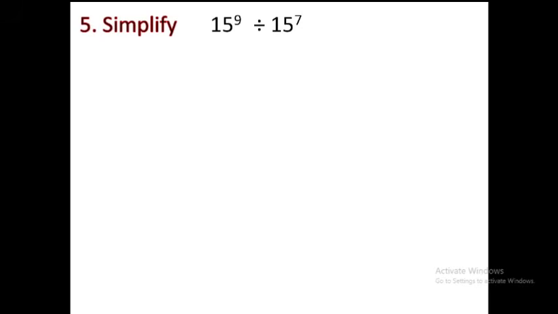The 5th question, what do we have there? It says simplify 15 exponent 9 divided by 15 exponent 7. Of course, this one, you can see something there. Should I give you some time to solve this? Okay, 30 seconds, let's go.